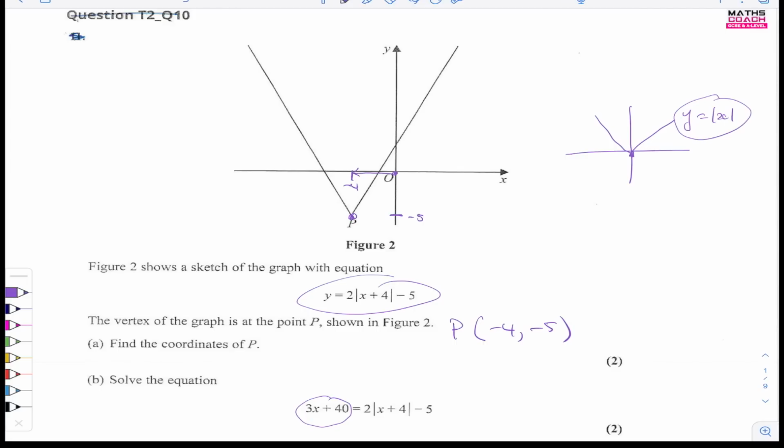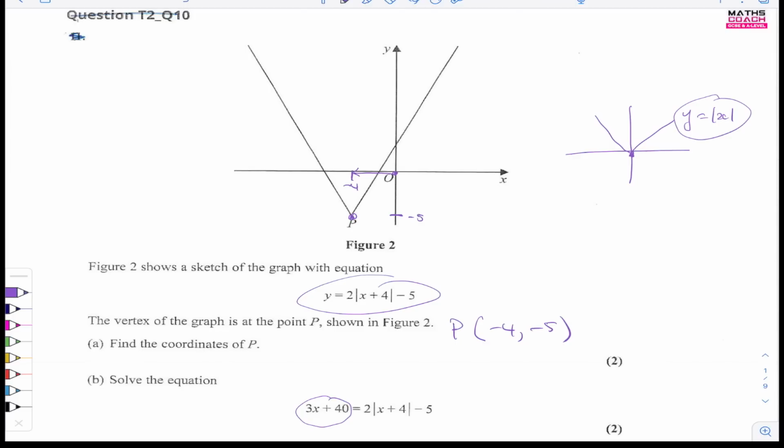The 2 here, what the 2 does is it just stretches the modulus graph along the y-axis. The coordinate P, in terms of the 2, it's outside the bracket, so it affects the y values. So the minus 4 isn't affected. Now the original y coordinate of the minimum point is 0. So if you times it by 2, it's still going to be 0.